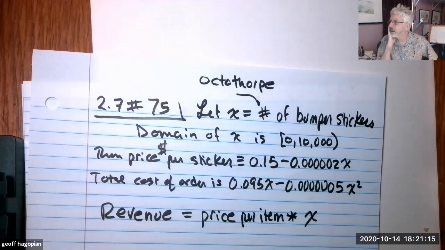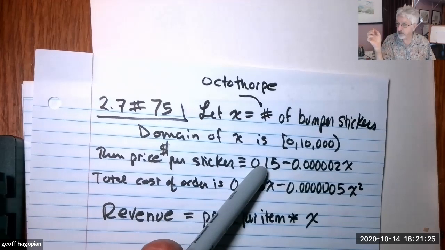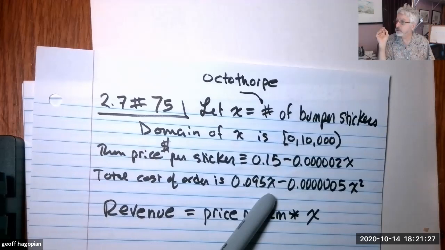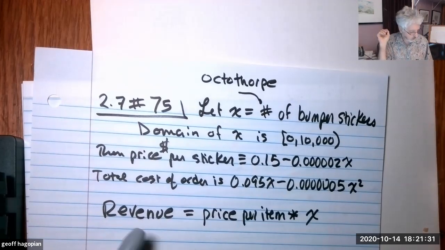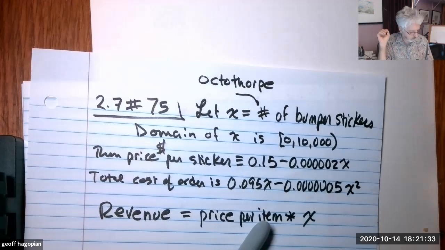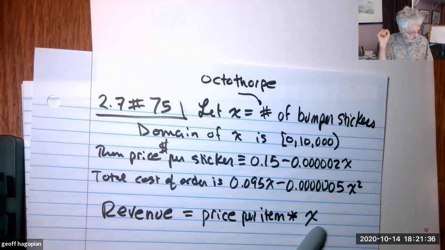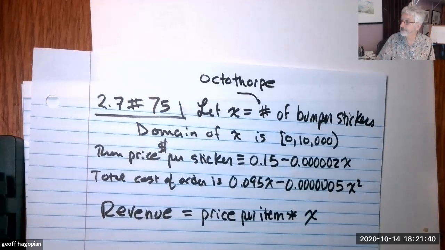So X stickers are ordered. Then the price per bumper sticker is given by this first expression, and the total cost of producing the order is given by the second expression, and the revenue is given by this. So express the revenue from an order of X stickers as a product of two functions of X.